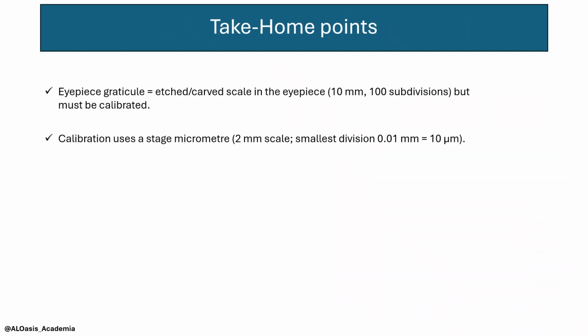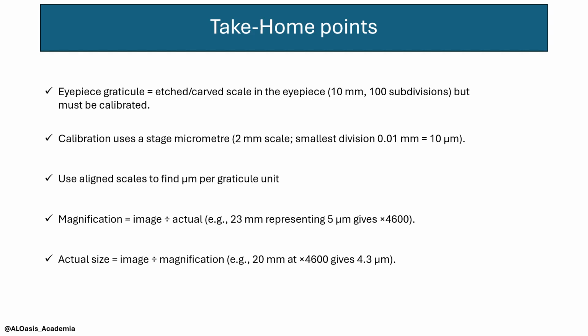Okay, so the take-home points that you need to remember: eyepiece graticules are etched scales on the eyepiece. They are usually 10 millimeters divided into 100 subdivisions, but must be calibrated. You cannot use them directly. For calibration, use a stage micrometer, which is around a 2 millimeter scale. The smallest division is 10 micrometers. Also, you need to align the scales to find the micrometers per graticule unit.